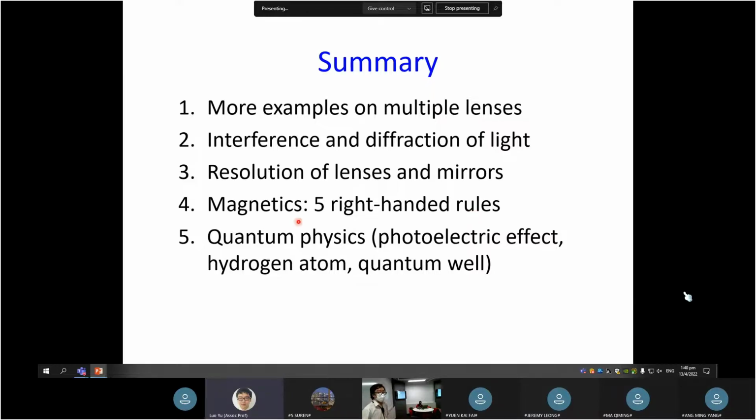And then quantum physics, which I think gives you the most headache. It has 11 chapters, but out of these 11 chapters, the most important 3 are the photoelectric effect, the hydrogen atom, and quantum wave. 80% of the past examination papers test these 3. I'm not saying the other 7 chapters are unimportant, just less important compared with these 3. But you should still take a look at them.